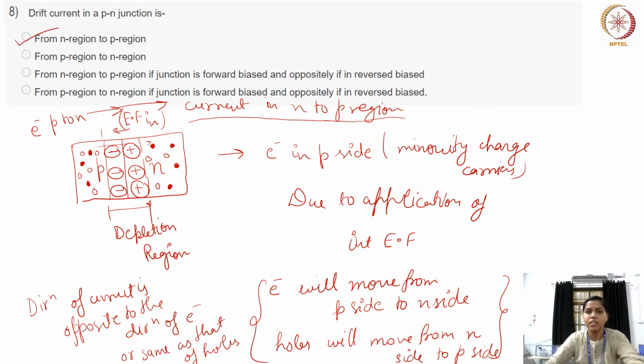Now let's check the forward bias and reverse bias cases also. Even if the PN junction is forward biased or reverse biased, in a forward bias the width of the depletion region will decrease, but it will not have any effect on the motion of the charge carriers. The direction will remain the same, whether it is forward bias or reverse bias. So always remember, the drift current in a PN junction will flow from the N region to the P region. So is it clear?